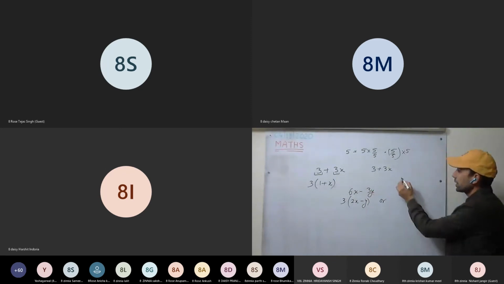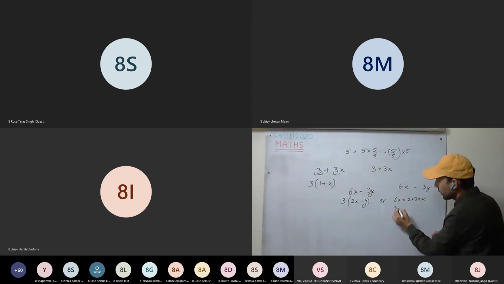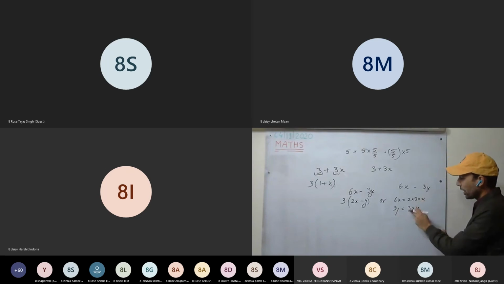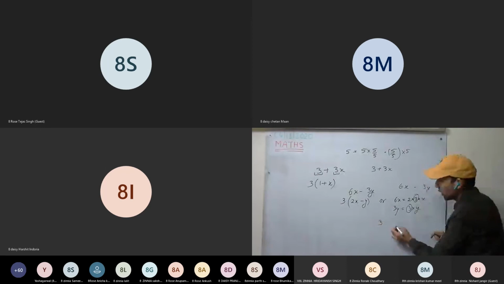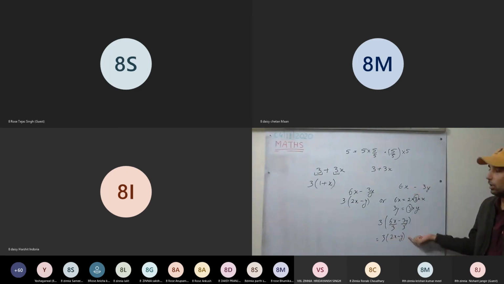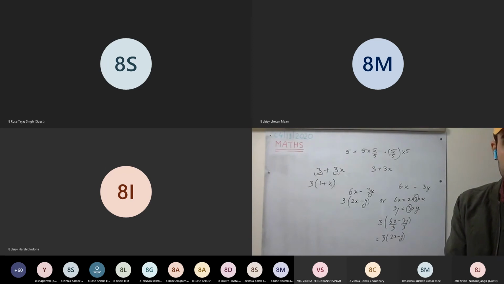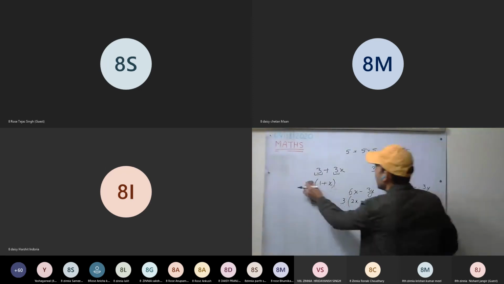Or you can do it like this: 6x minus 3y. So 6x can be written as 2 into 3 into x, and 3y can be written as 3 into y. Now what is the highest common factor? 3 is the highest common factor in both. So put 3 outside and divide both by the highest common factor. So it will be 3 times (2x minus y). Is this clear? You can simply do it, or you can follow this method.